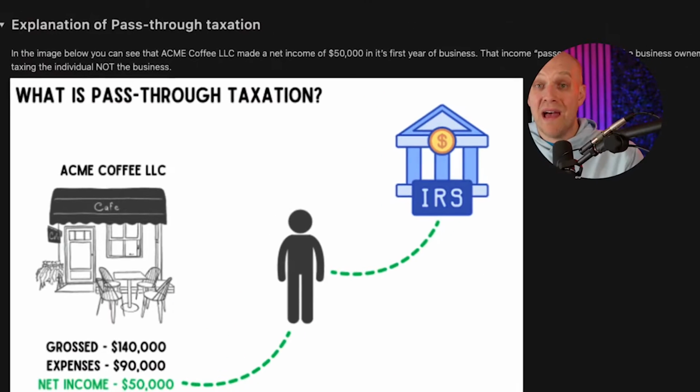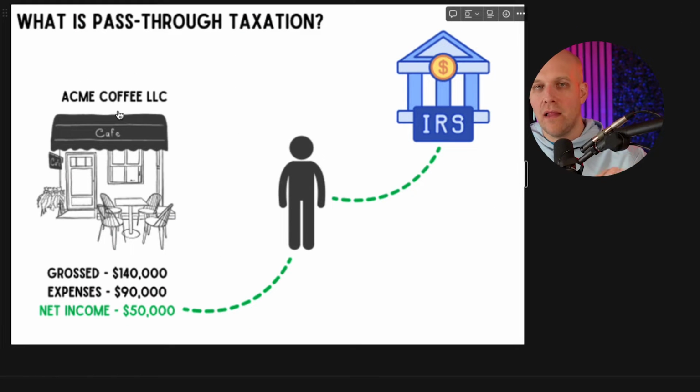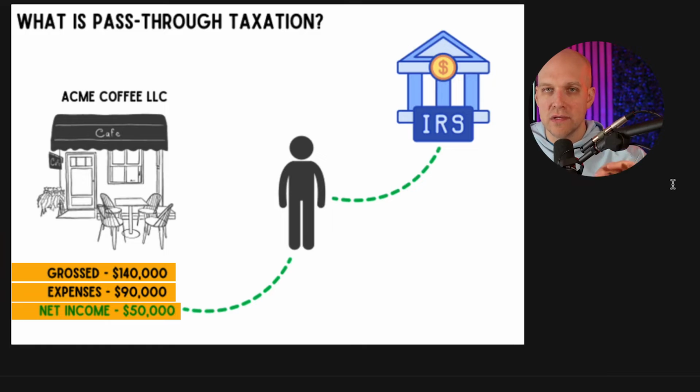What I want to do now is go into an explanation of pass-through taxation. We'll circle back to items with piercing the corporate veil, because we're going to be talking about these common pitfalls that people have because they don't take the time, like you're doing right now, to truly understand what an LLC is. All right, pass-through taxation, Acme Coffee LLC. Your first year of business, you grossed $140,000, you had expenses of $90,000, and a net income of $50,000. This does not really impact your setting up of your LLC, but I want you to understand how tax time works when you get there.